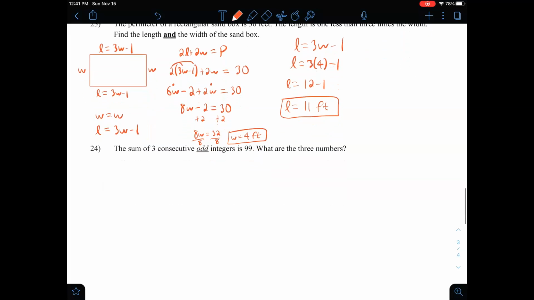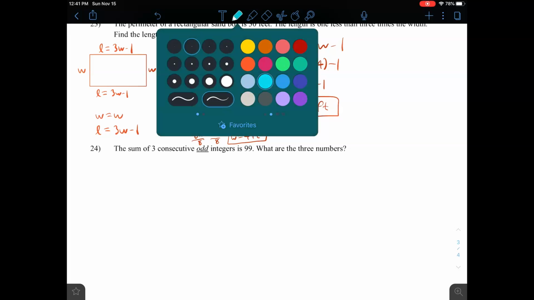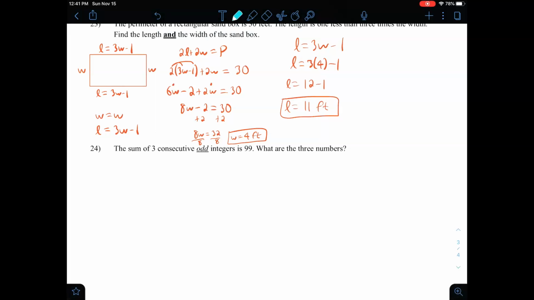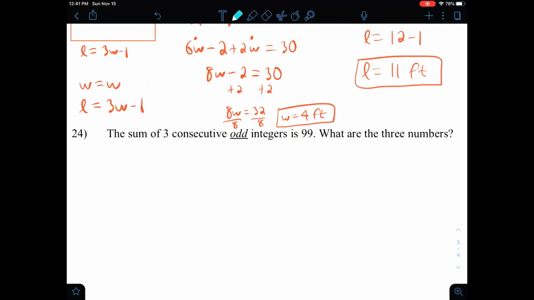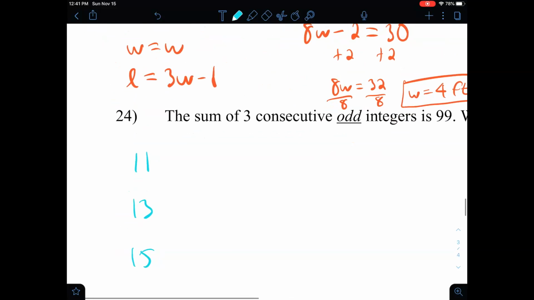Okay, the sum of 3 consecutive odd integers is 99. What are the 3 numbers? Let's use a nice light blue here. Okay, so consecutive odd integers. What are some consecutive odd integers? That would be odd numbers that are in a row. So 11, 13, and 15 are consecutive odd integers. Those are probably not the numbers. In fact, they are not the numbers. But I'm using these numbers to come up with a pattern here, all right?